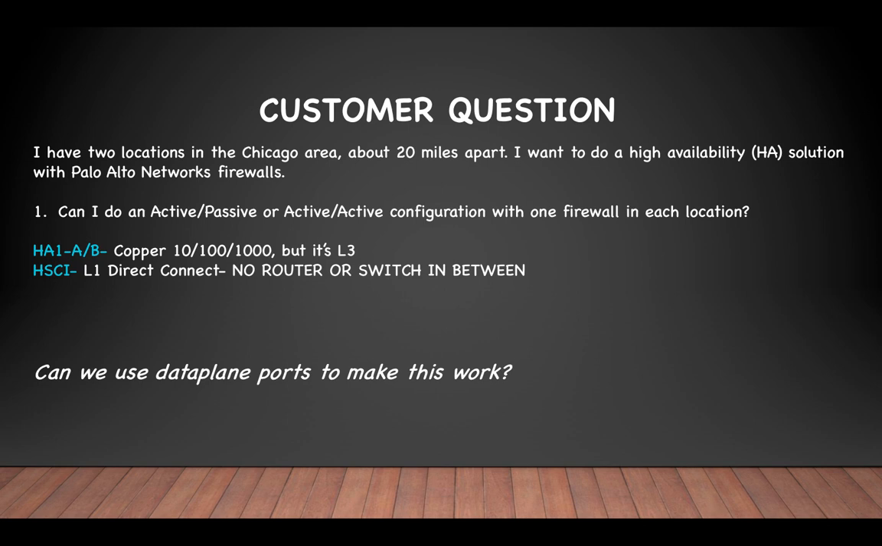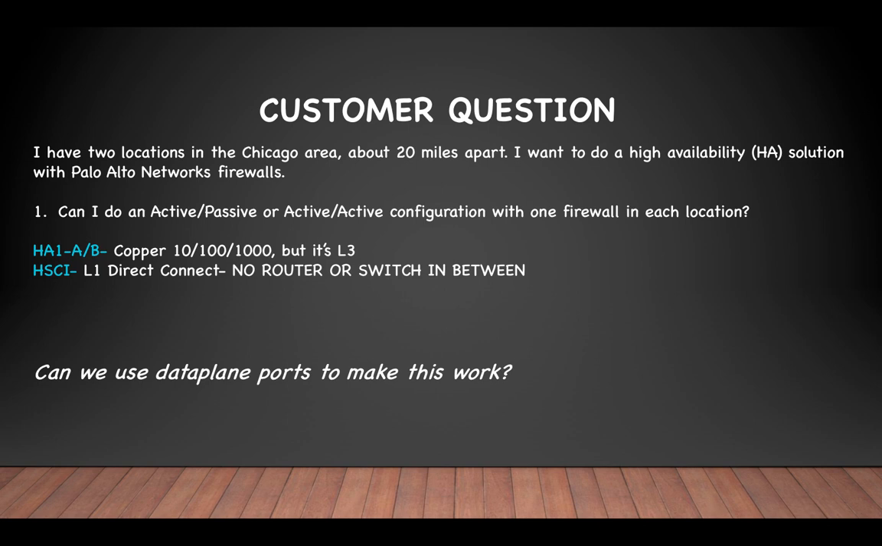With our understanding of high availability interfaces, let's go back to the first customer question. Can I do high availability across long distances? Remember, the HA1A and HA1B interfaces are copper, which may be an issue since you'd need to convert media or go through a switching environment to go over distances, but at least it's layer 3.